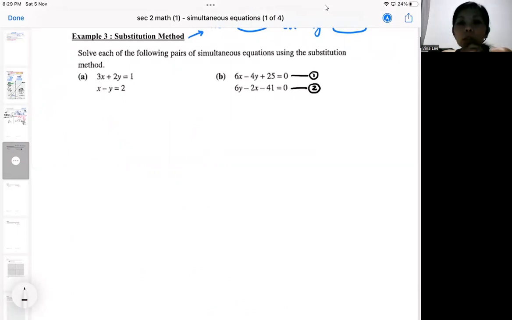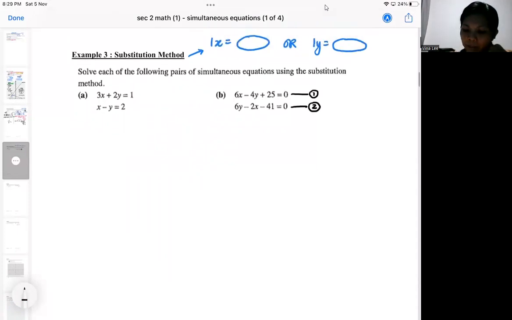So from the equation, I need to get 1x or 1y. Actually, the numbers look very complicated. Do you realize? The numbers look very complicated, so it's not exactly so easy. So never mind. If it's not so easy, you just choose. Do you prefer x or do you prefer y?